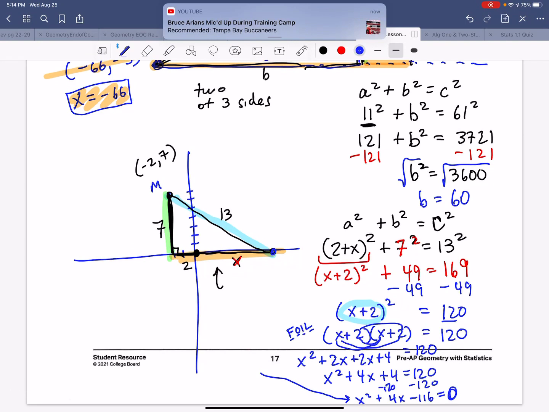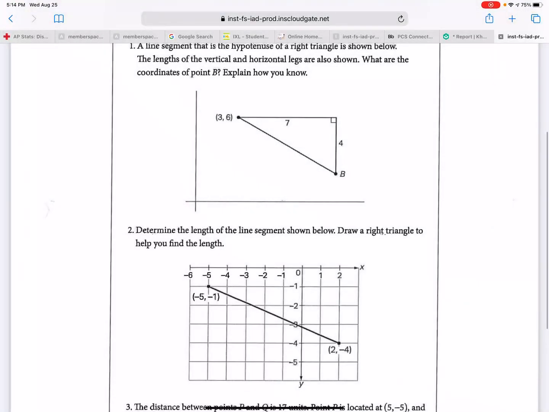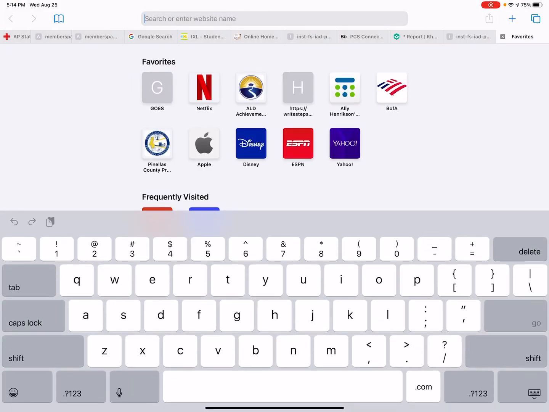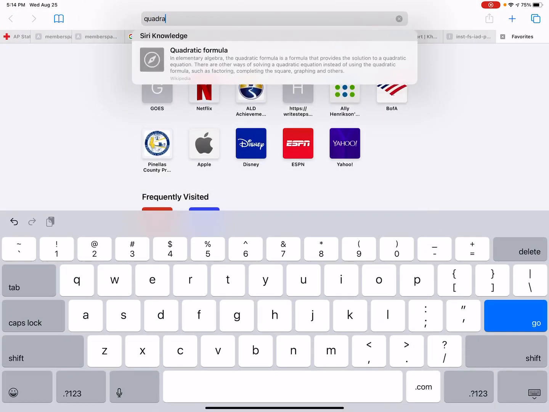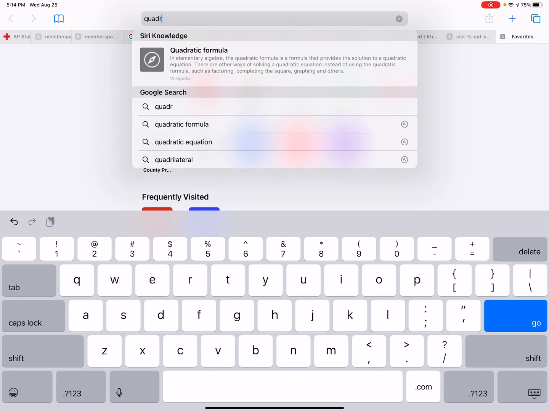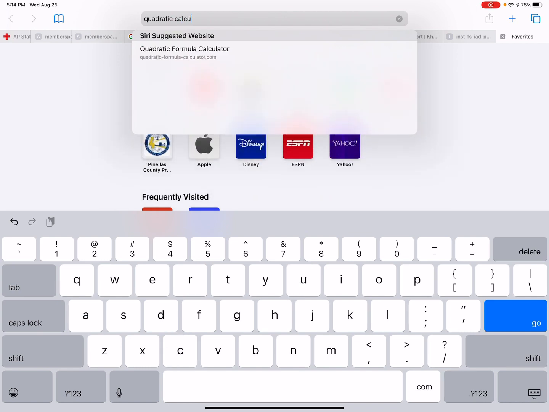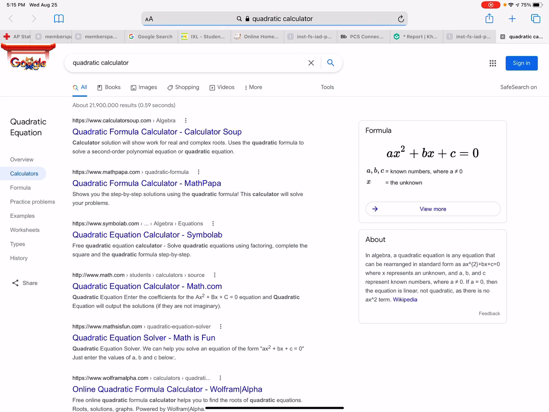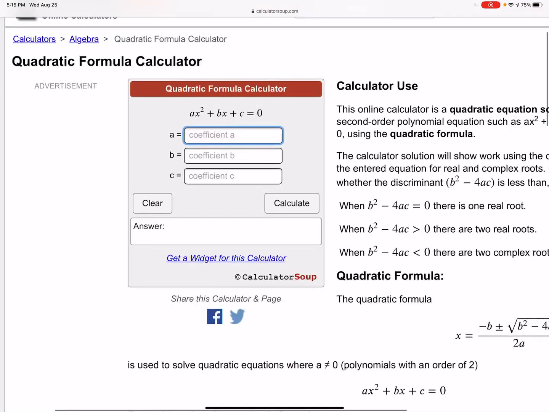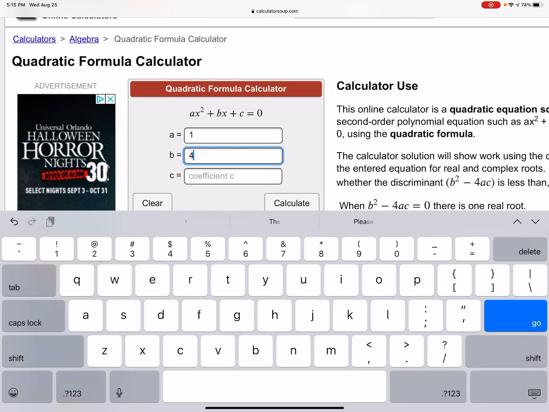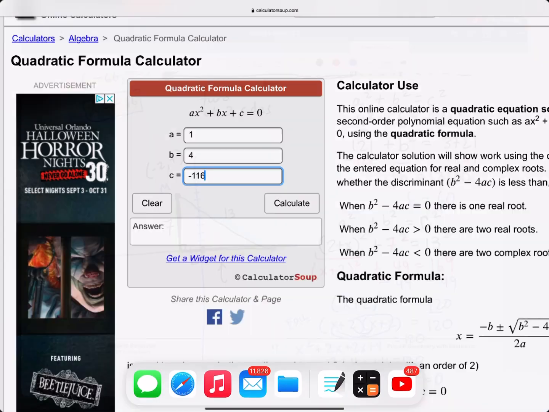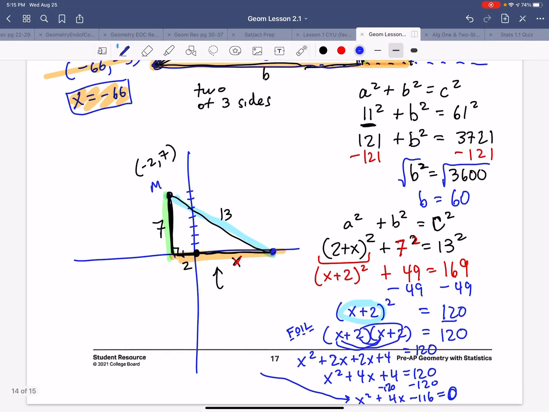So you have to get a quadratic calculator, right? You can Google this. Quadratic calculator. There it is. Quadratic formula calculator. So our value for A was 1. Our value for B is 4, and our value for C was negative 116. Let's just double check that. Yeah. All right.